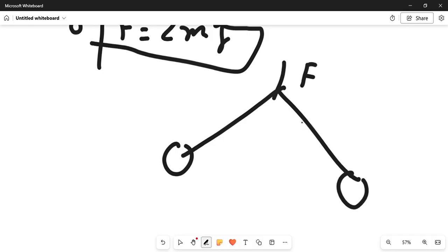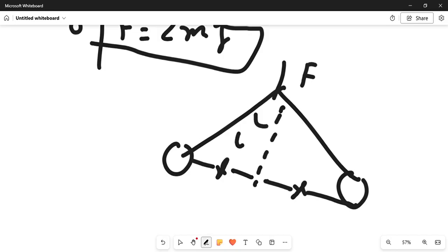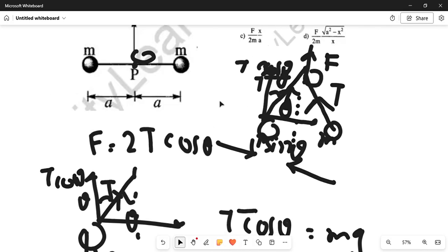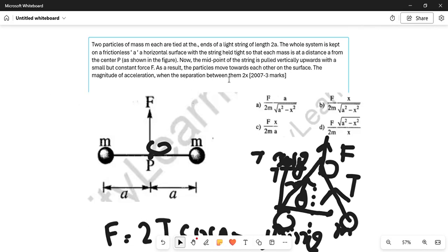and the separation between them is 2x. So from the center, this vertical distance is x, and this particle's distance is x. This is theta, this is theta, this is T. I am drawing this picture again. This is T. So the question is asking that they move toward each other, and you have to find the magnitude of acceleration.